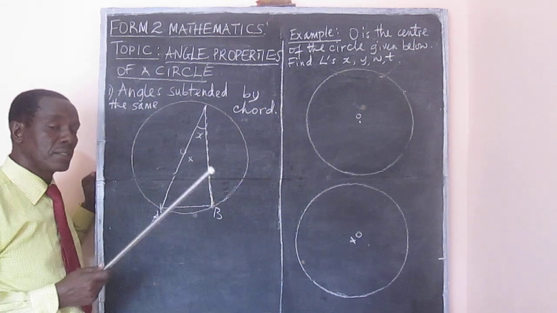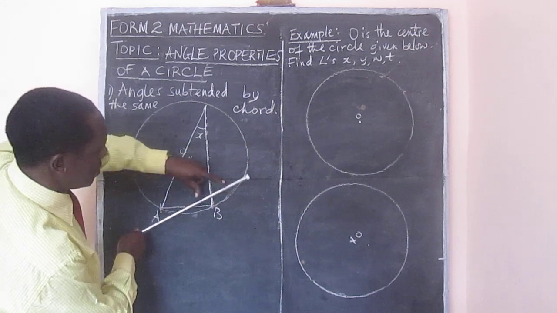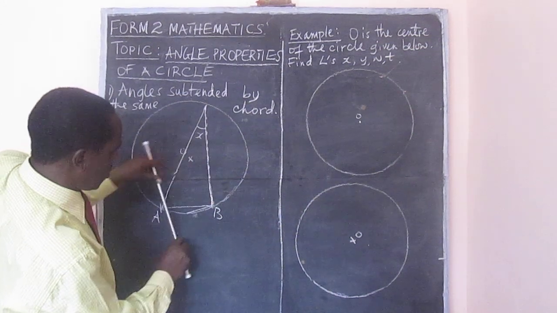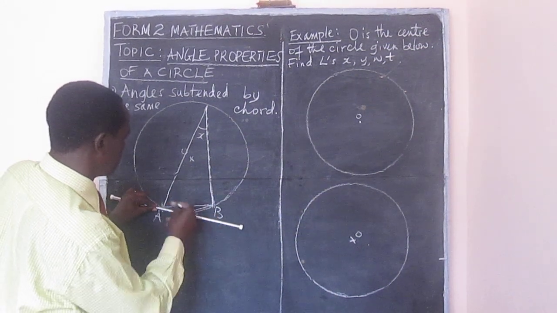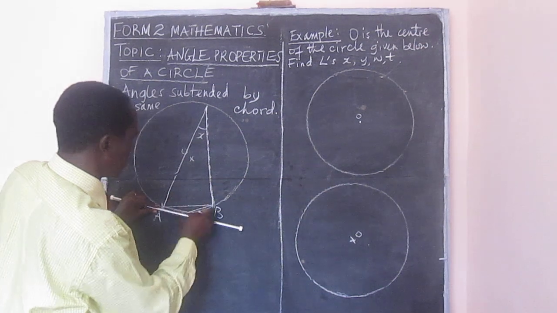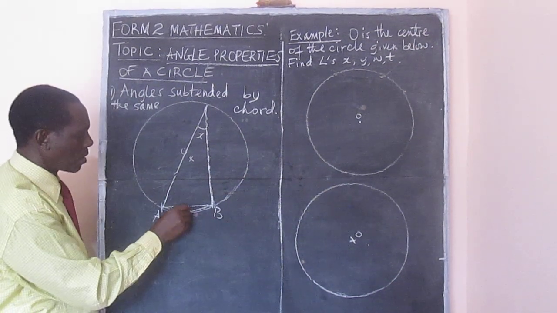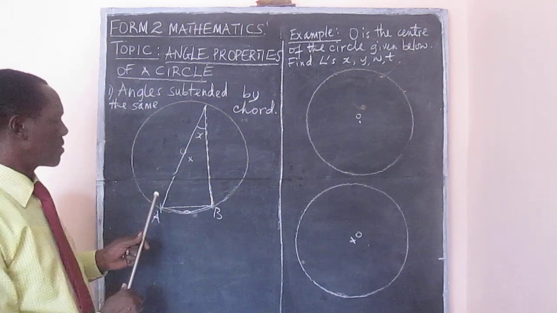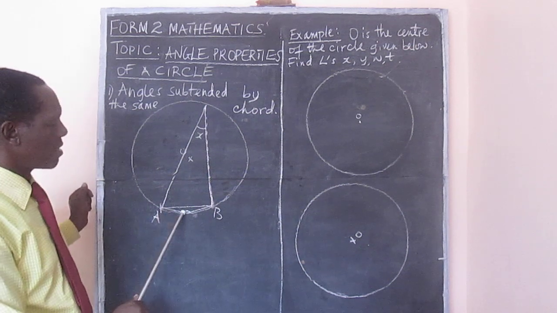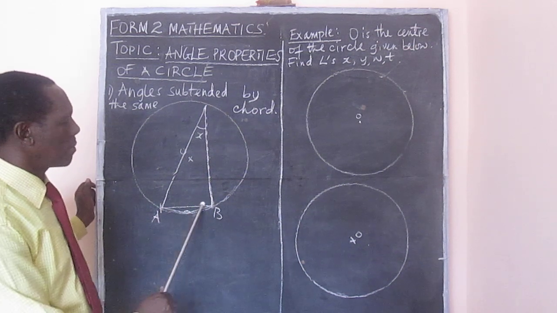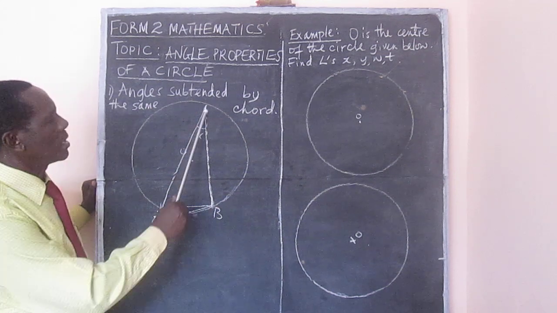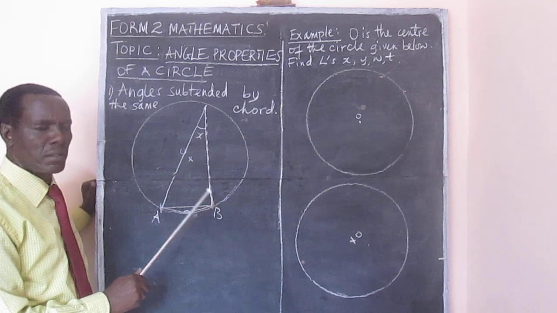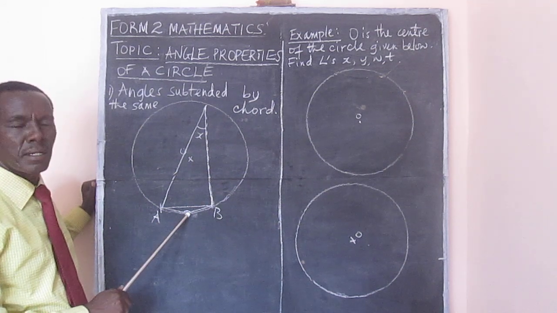The same chord can subtend an angle on the other side of the chord, like that. So we have this angle here, this obtuse angle down here. Now we say that this angle, and even this one, are subtended by this chord. But this one is on the major arc, and the other one on the minor arc.